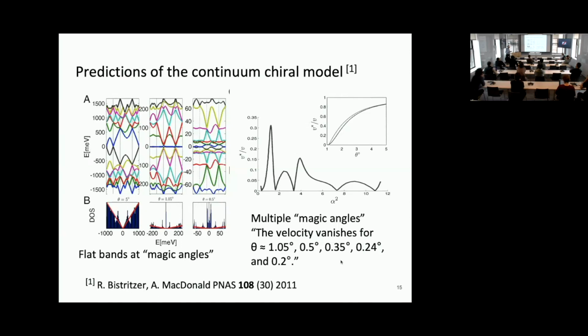But you see that there are several other points, several so-called magic angles, where the velocity vanishes, specifically 1.05, 0.5, 0.35, 0.24, and 0.2 degrees along this axis. So these are some of the predictions of this simplified model.